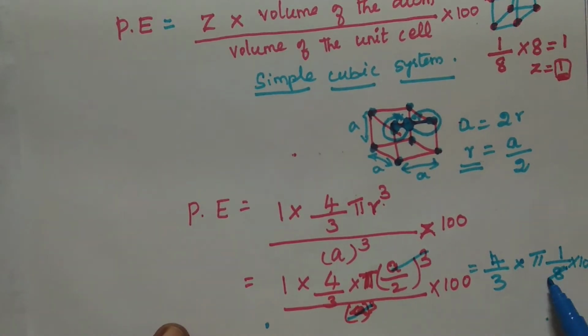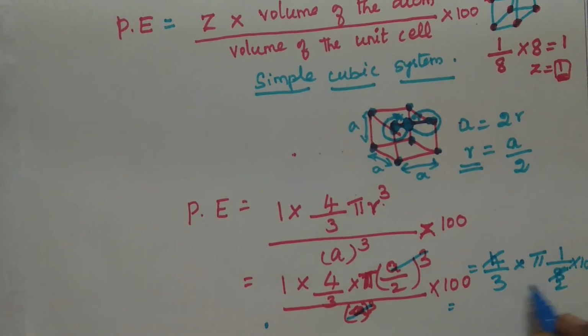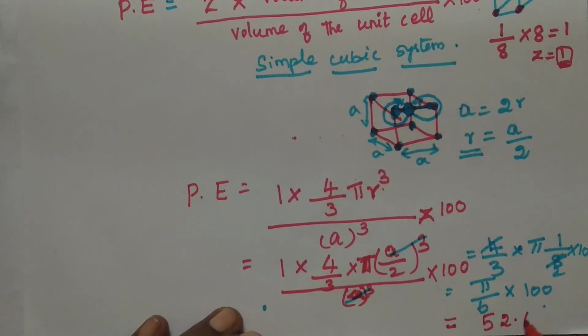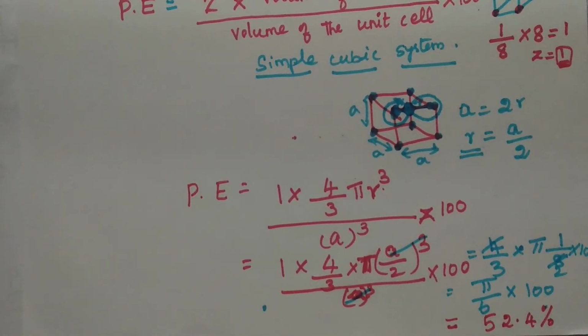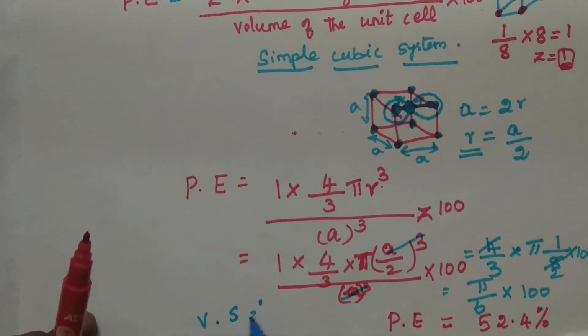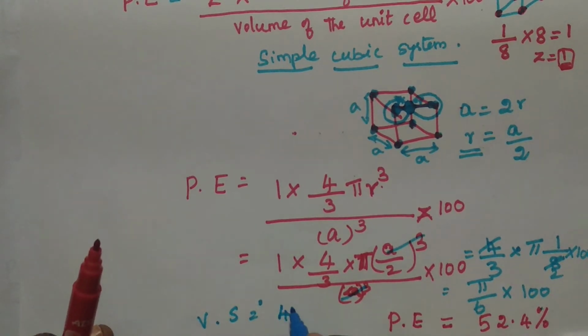Or else I can make 8 and 4 cancel, because 4 and 8 will go by 2 times. So the answer becomes 2 into 3, 6. So pi by 6 into 100. If I calculate that pi value as 3.17, then my packing efficiency would become 52.4%. That means the packing efficiency for a simple cubic system is 52.4%. That means the vacant space is equal to 100 minus 52.4, that is going to be 47.6%.